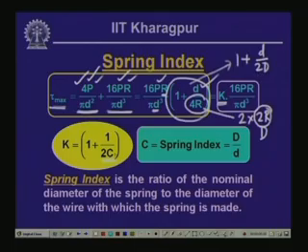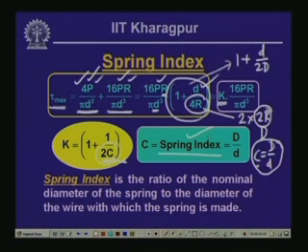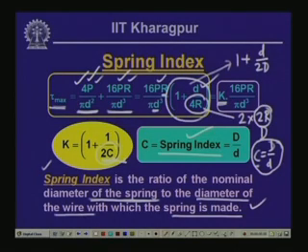And as you can see here, we have written 2C, C therefore stands as capital D by small d, and this particular ratio capital D by small d we call the spring index. Therefore, we define the spring index in this form, that it is the ratio of the nominal diameter of the spring or the helix diameter to the diameter of the wire with which the spring is made. So, this is called the spring index.